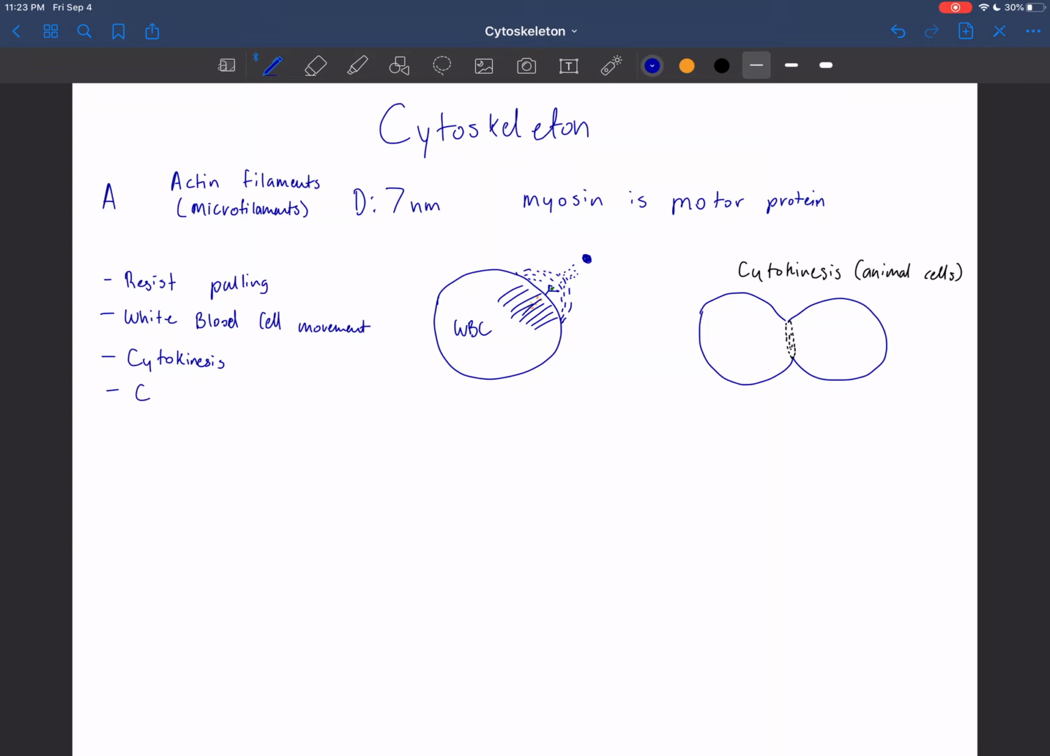Another thing that they do is cytoplasmic streaming. Now, this is actually something done in plant cells.